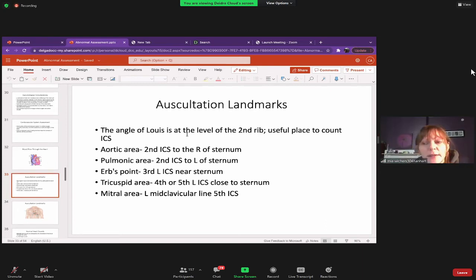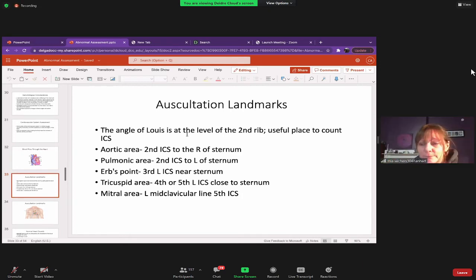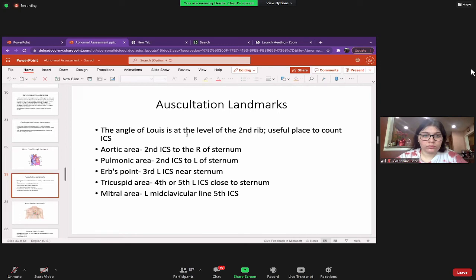Hand hygiene, privacy, patient ID. Ask permission. Explain, tell them what you're going to do. Tell them that you're going to have them move into several different positions. And where should we place the stethoscope? Should we put it on top of their clothing? No. We should make sure they're in a gown so we can have the stethoscope to their chest.